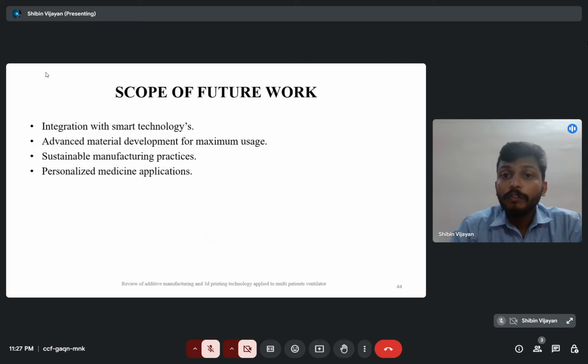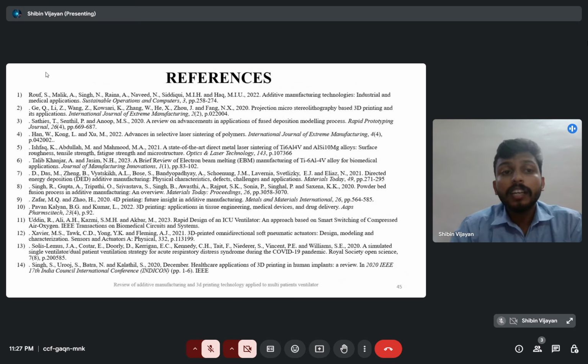The scope for future work includes integration of smart technologies, advanced material development for maximum usage, sustainable manufacturing practices, and personalized medicine applications. These are the references.